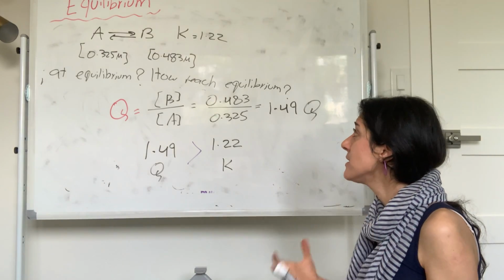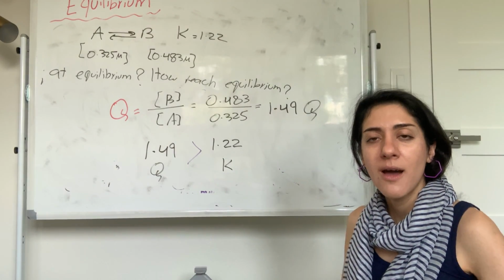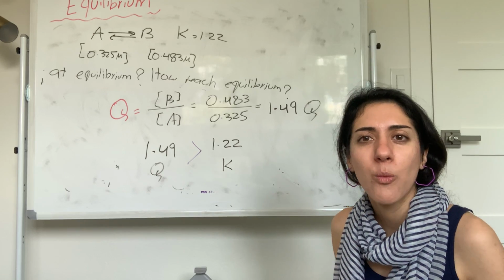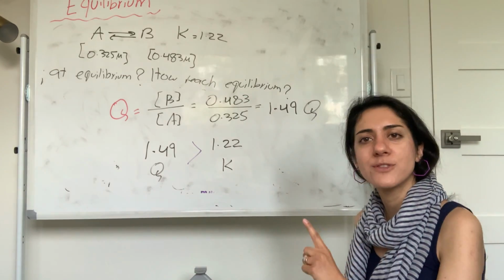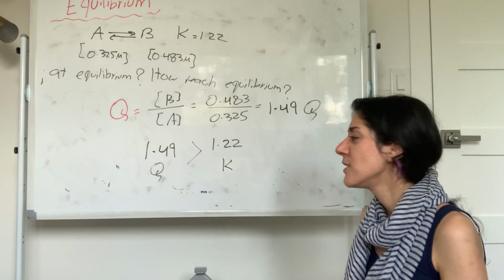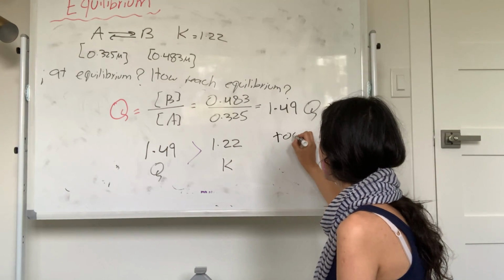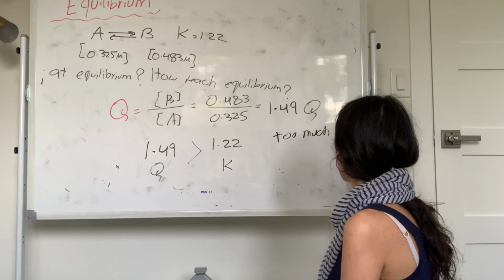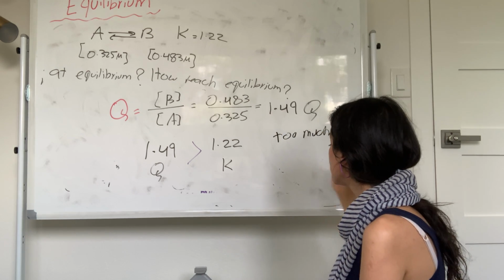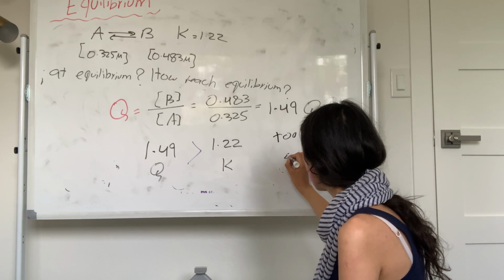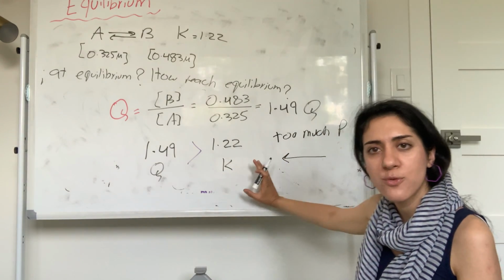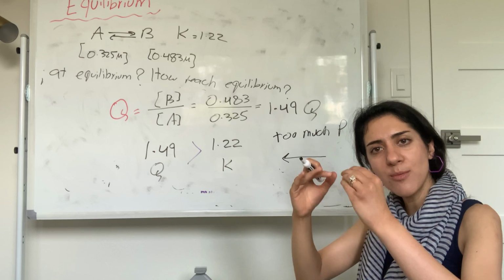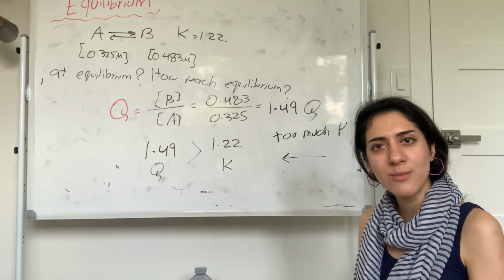Now, what do we need to do to reach equilibrium? I have too much product. To reach equilibrium, you have to shift to the left. You have to go back to the reactant. You have to form more reactant to stabilize and to reach equilibrium.